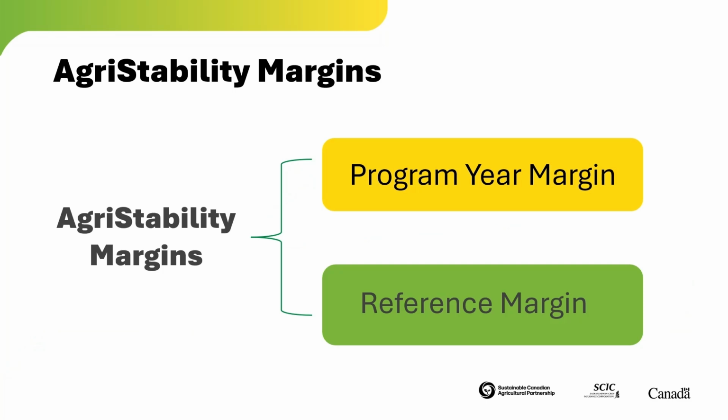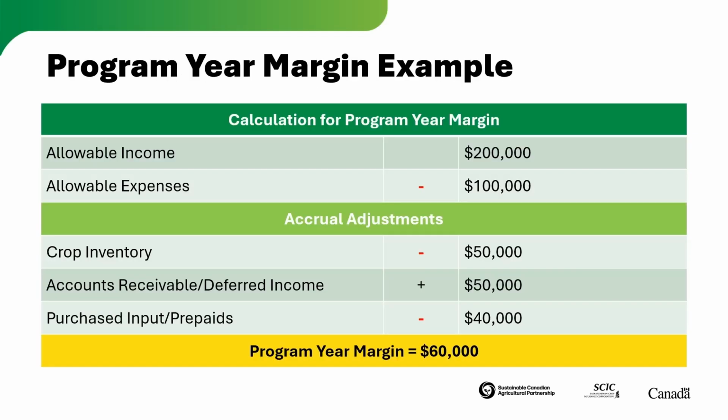The second margin is the reference margin. That is made up of your previous 5 years of history. We use the Olympic average, so we drop the lowest year and the highest year, and the remaining 3 years are averaged to come up with your reference margin number. To trigger a benefit, the program year margin needs to drop by 30% compared to the reference year margin. And once you're in a benefit, you'll be compensated at 80 cents on the dollar.